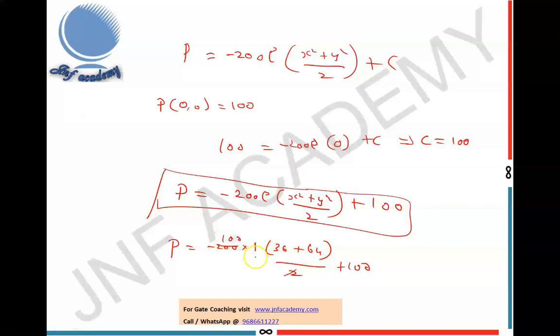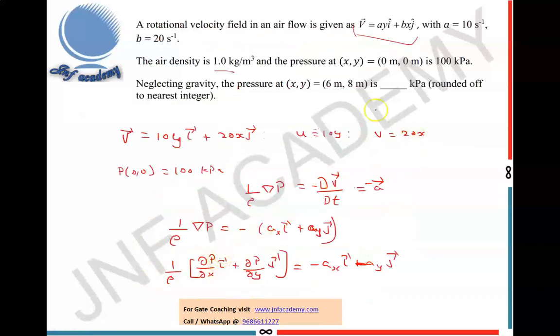100 and 1. So finally, what will you get? You will get your pressure to be 90, right? 90 kilo Pascal. So the pressure at 6 meter and 8 meter is 90 kilo Pascal. Okay.